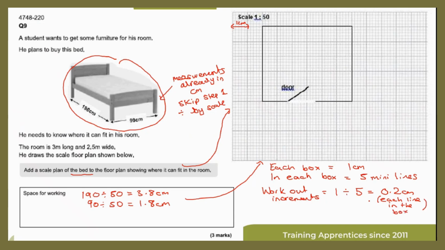So now we can count. So we're going to go 3.8. So we're going to do 1, 2, 3, 3.2, 3.4, 3.6, 3.8, and that's where we're going to start the bed.